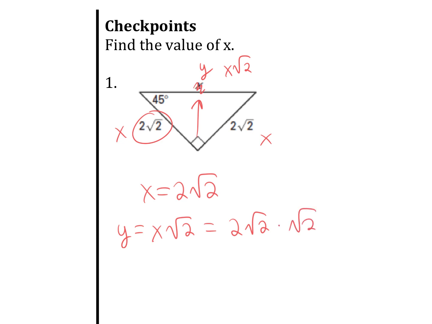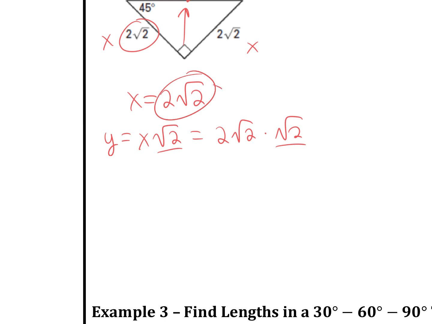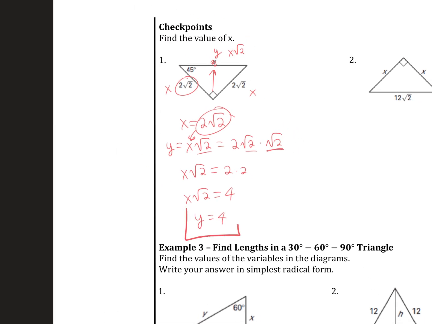times square root of 2. So this square root of 2 matches with this square root of 2, okay? And the x goes right here. So now we have x square root of 2 equals, what's 2 square root of 2 times square root of 2? Well, that's going to be 2 times 2. So x square root of 2 equals 4, or y equals 4. All right, awesome. Next one.